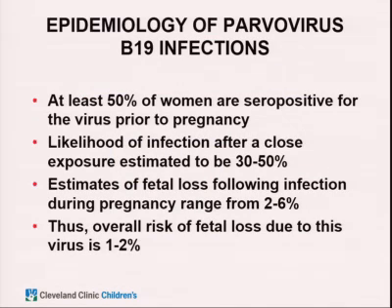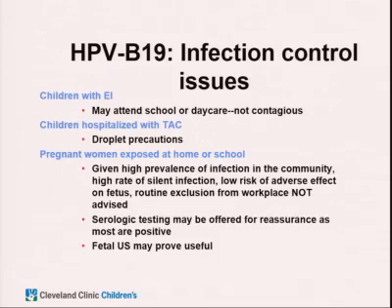So again, at least 50% of pregnant moms have already been infected before they became pregnant. The likelihood of infection after a close exposure is between 30 and 50%. They've estimated fetal loss following infection during pregnancy is from 2 to 6%. So when you combine all of these, the overall risk of fetal loss due to this virus is about 1 to 2%. But again, because children are contagious before you know that they have the virus, it's very, very difficult to control this. So what do we do about infection control issues?